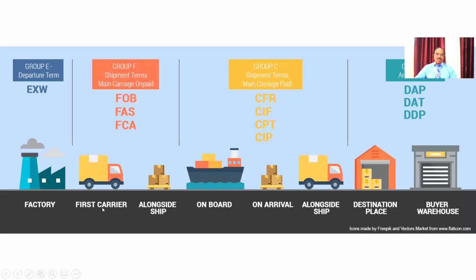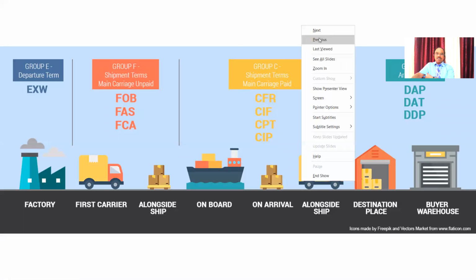Here is another mention. EXW, that is ex factory, first carrier, alongside ship. FOB, FAS, FCA will come here. Then on the shipment board, it is CFR, CIF, CPT, and CIP. You can see the last one, group D, that is the arrival place of Melvin. First one, ex works, means it is the place of Scindia. Group E is the place of Scindia. Group D is the place of Melvin. Group F and C, of course, actually it is the role of Vijay Krishna, because the freight forwarder will take the role of F and C.